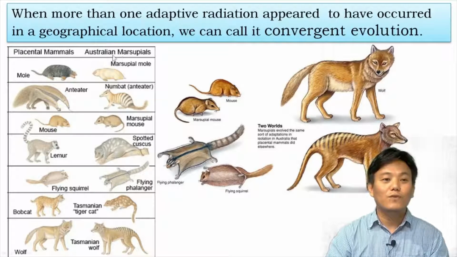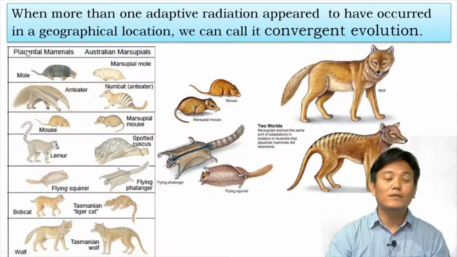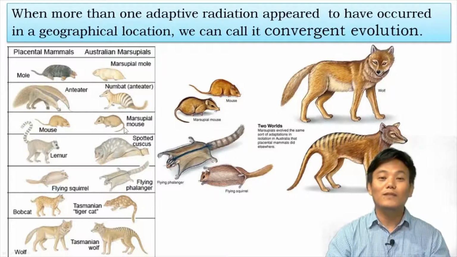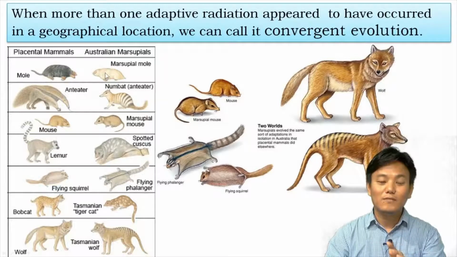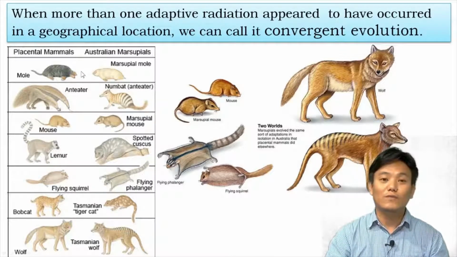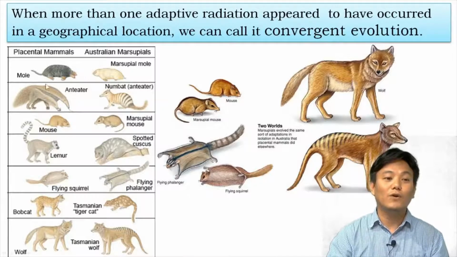So if you look over here, the Australian marsupials have evolved into different species from one common ancestor. Likewise, placental mammals of the other area have also evolved from a common ancestor. And if you look closely, there is a similarity between the two. This similarity is not due to a common ancestor, but because of the similarity in their adaptive location, where they are trying to adapt. Therefore these are called convergent evolution.